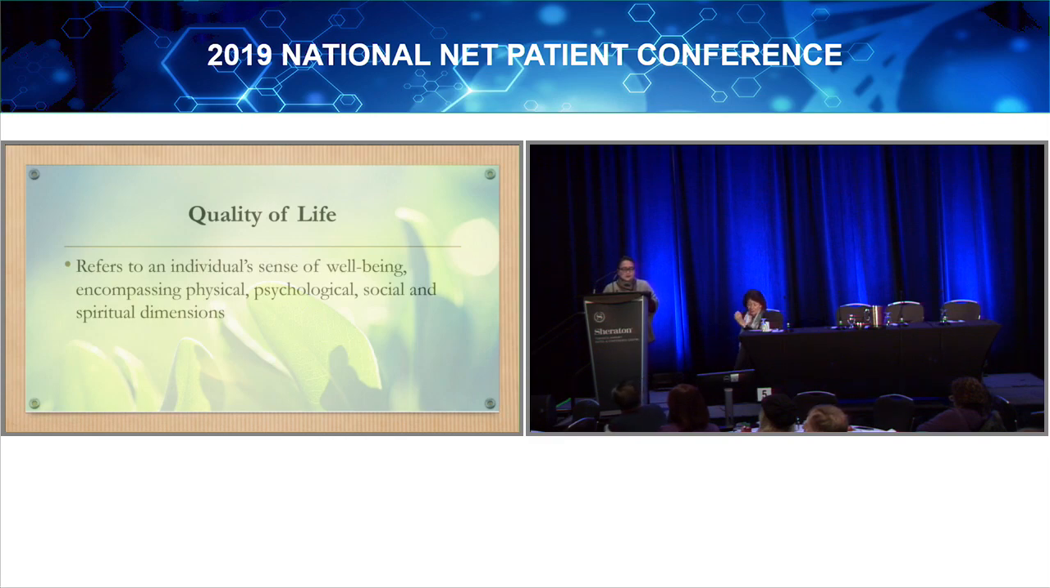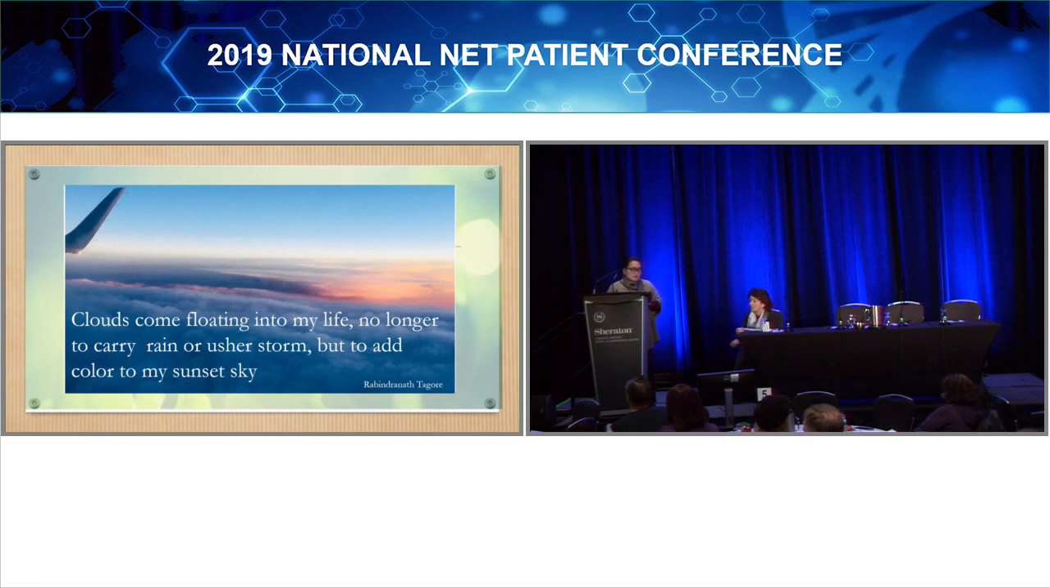The important component of outcome is quality of life, which is also the ultimate goal of NET's treatment. Quality of life refers to a sense of well-being in all the domains we have discussed, and the outcomes are reduction of distress, alleviation of symptoms, ability to function with activities of daily living, decreased morbidity, decreased healthcare costs, treatment adherence, compliance, greater sense of control, independence, improved self-esteem, among others. Clouds come floating into my life, no longer to carry rain or usher storm, but to add color to my sunset sky. A change in perception and outlook is also an outcome.